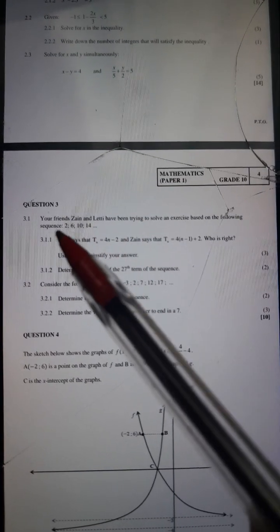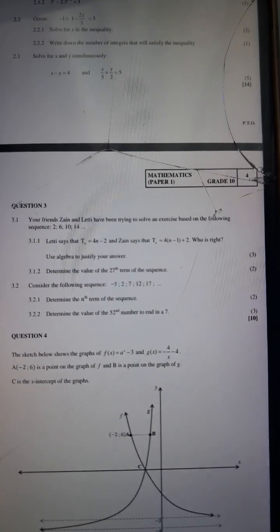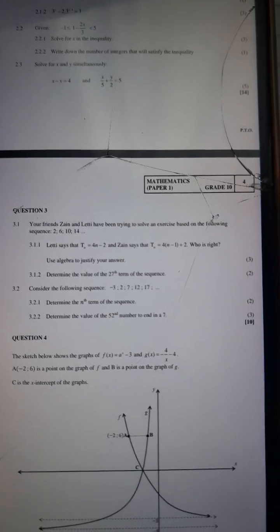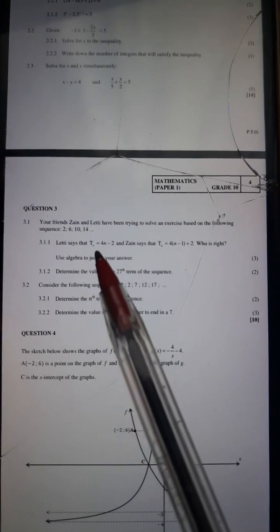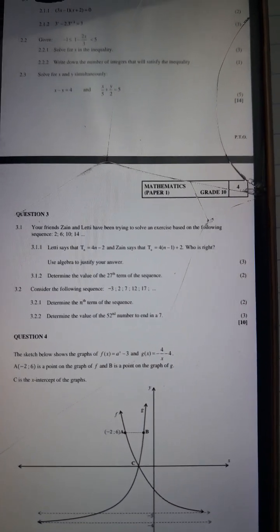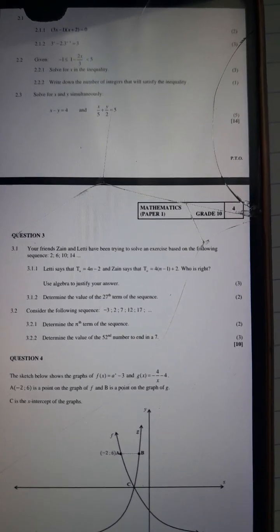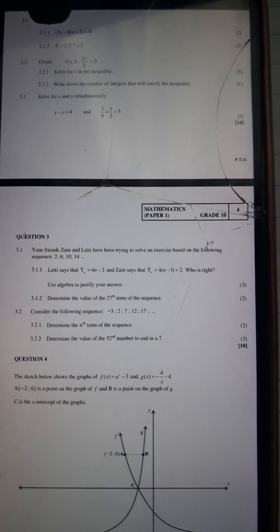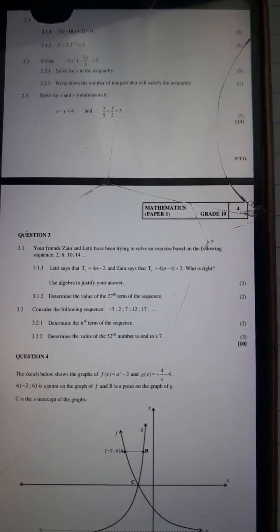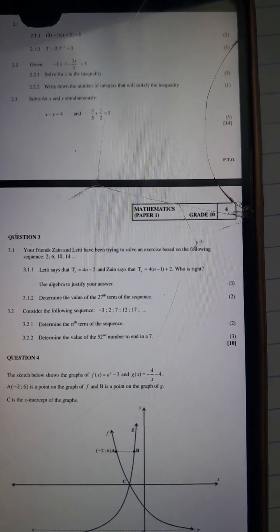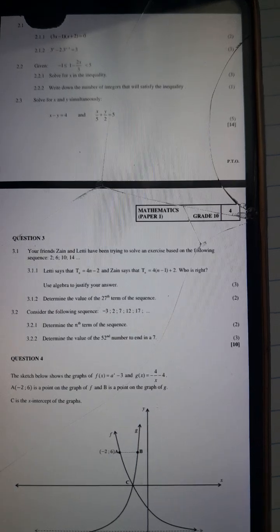The sequence is 2, 6, 10, 14. Then for 3.1.1, Letty says that Tn is equal to 4n minus 2, and Zain says that Tn is equal to 4(n minus 1) plus 2. Who is right? Use algebra to justify your answer. We'll also look at 3.1.2: determine the value of the 27th term of the sequence. But let's start with 3.1.1.